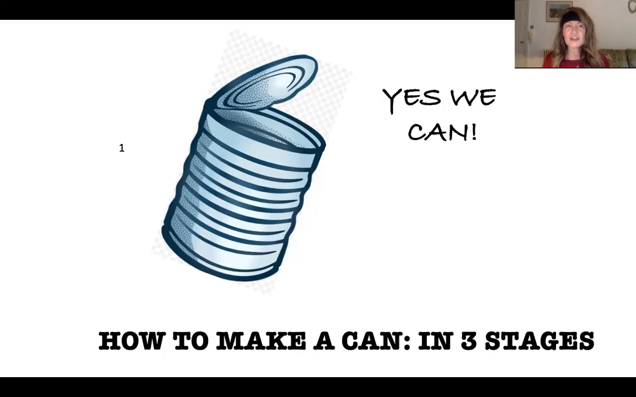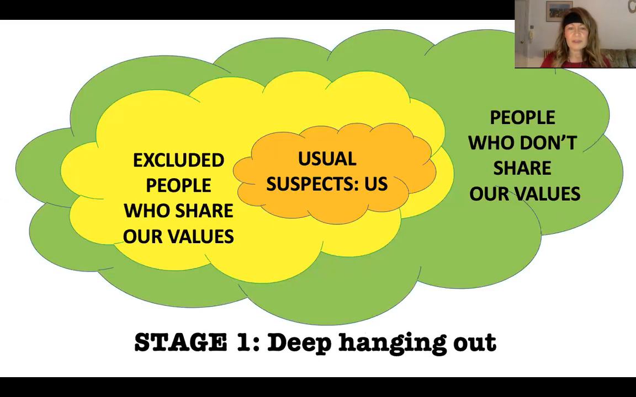So how can we actually make a CAN in three stages? At this point, I've been very evocative and it sounds good, I guess, but how do we actually make it happen? So stage one of the three stages, we describe as the deep hanging out. And that means you have to take time in your community, whether it's a city, town, or a region, to really think about who's there.